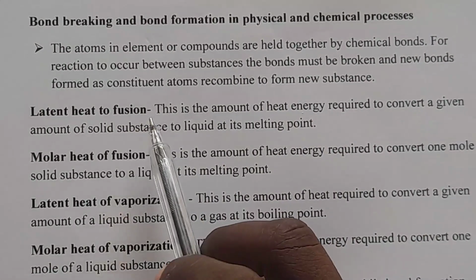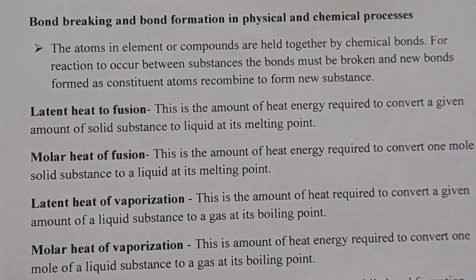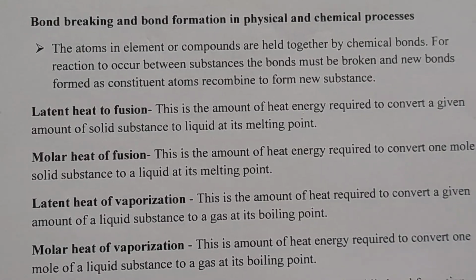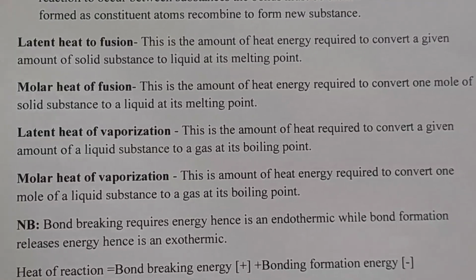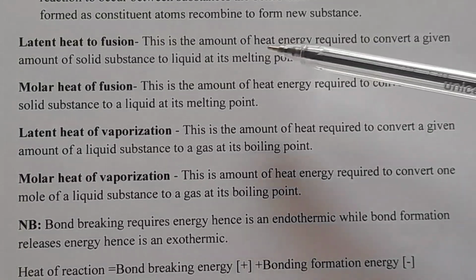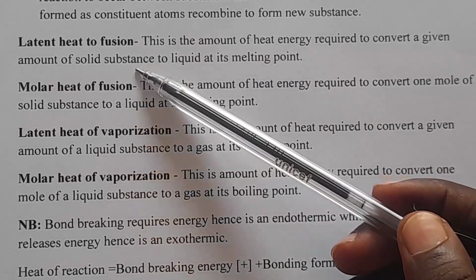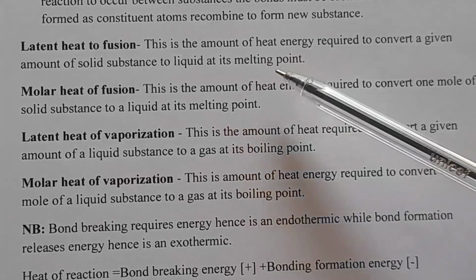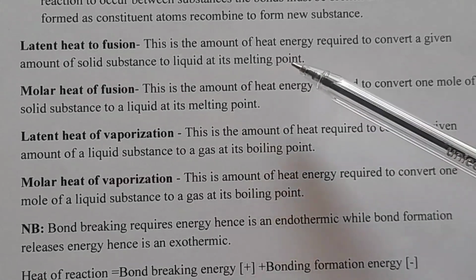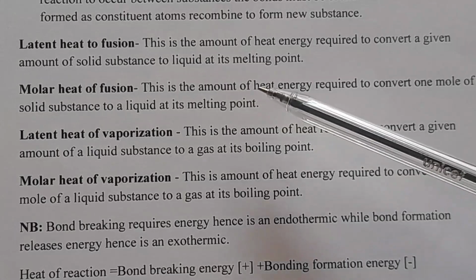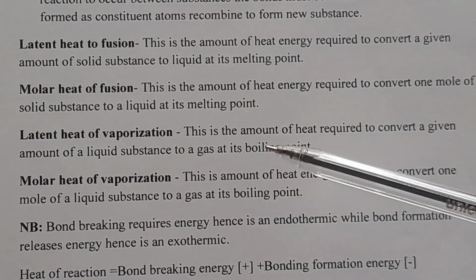What is latent heat of fusion? If you know how to define only latent heat of fusion, that means you are able to define the rest. Latent heat of fusion is the amount of heat energy required to convert a given amount of solid substance to a liquid at its melting point. Remember, solids melt to form liquid, while liquids boil to form gases.